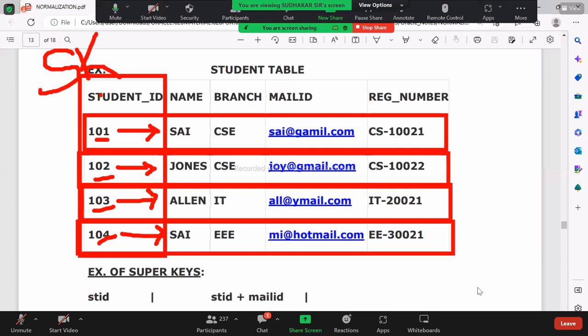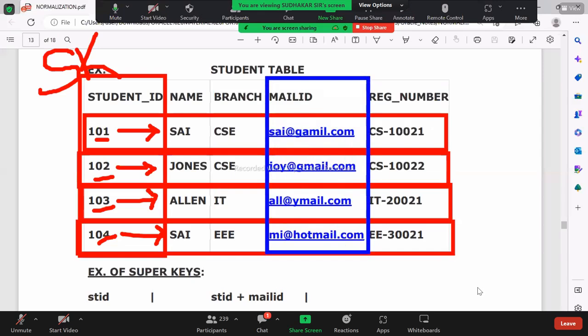Come to the second one. Just check it out here. The name column is there. You can check each and every value. Can I say name is a super key? No. Why? Because you have duplicates, Sai and Sai. So this is not a super key. Next, the branch column. Is the branch column a super key? No, because here also we have some duplicates. It's also not.